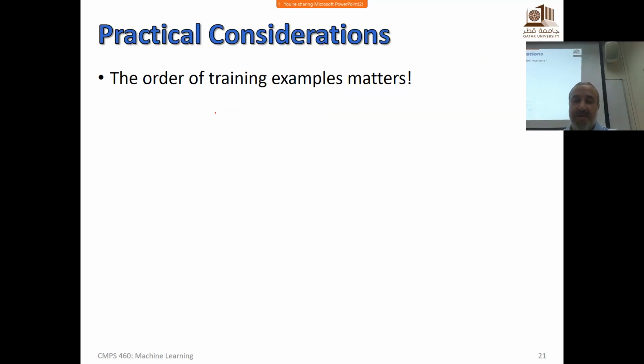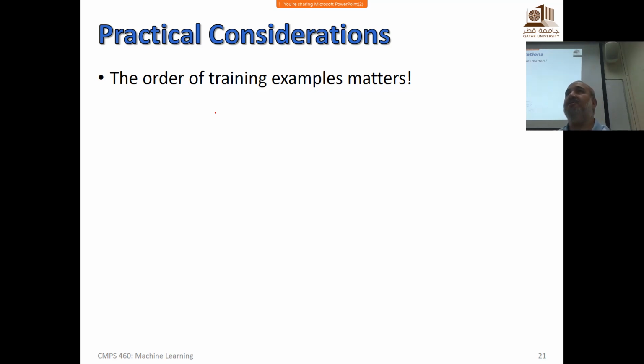Now, in the last 5 minutes, let's talk about some practical considerations of the Perceptron algorithm. So far we discussed the standard Perceptron algorithm. The first issue is that the order of training examples matters.